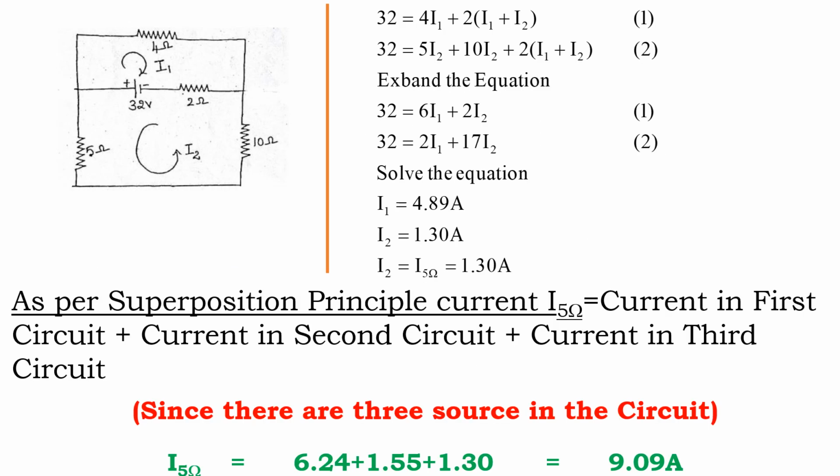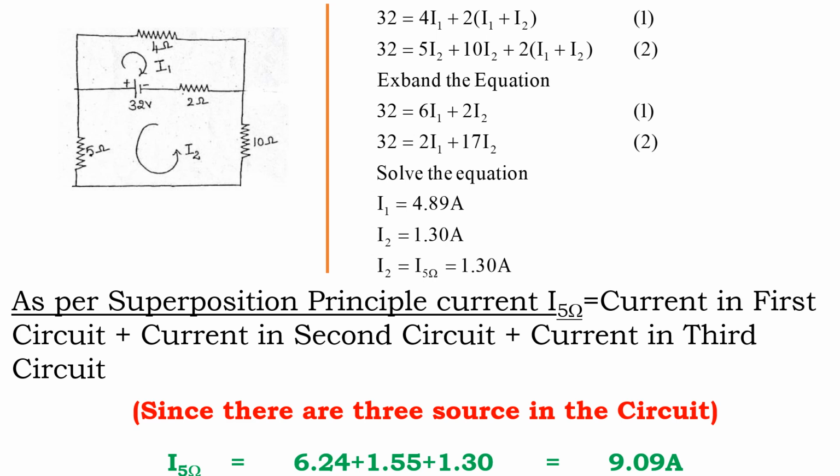Next, I am keeping only the voltage source and eliminating the current sources. The current source eliminated means open circuited. Apply the KVL equation. I am writing the 2 loops we have. The direction of the current is given in the question itself. The first loop: 32 equals 4I1 plus 2(I1 plus I2). The second loop: 32 equals 5I2 plus 10I2 plus 2(I2 plus I1). Expanding and solving using the calculator, I finally got I1 as 4.89 and I2 as 1.30 amps. I2 is the current flowing in the 5 ohm resistor also. So this is the current in the third circuit.